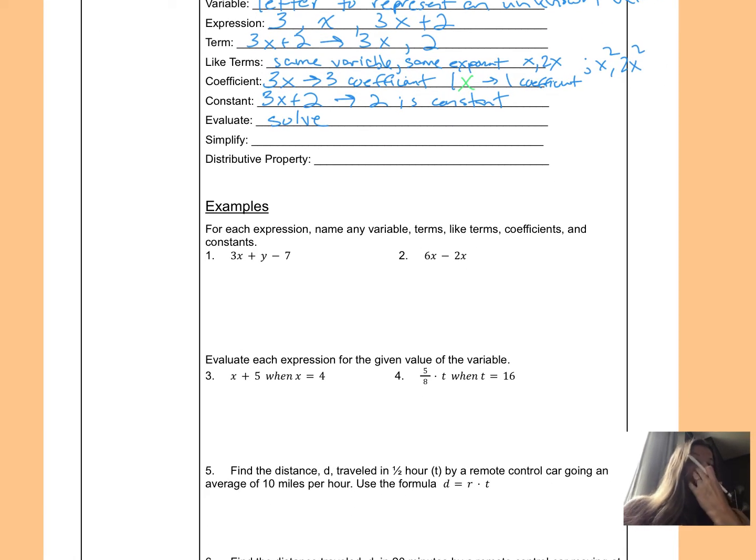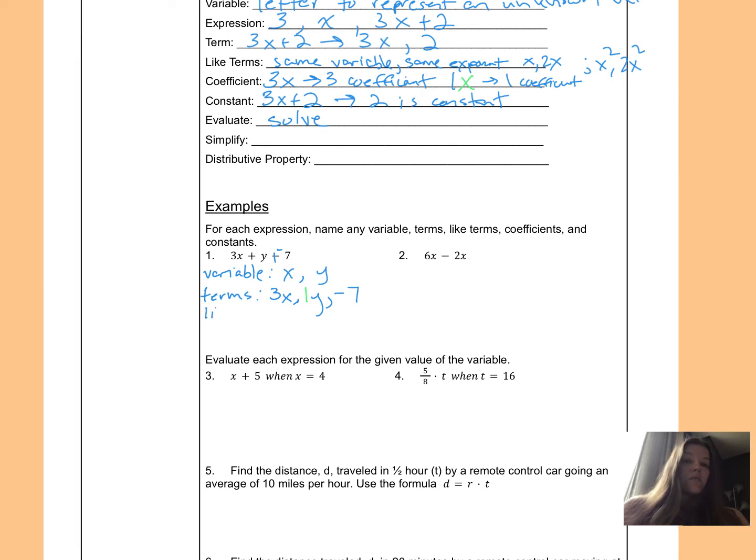For each, we're going to identify all these different items. So let's say variables first. And this one has 2 variables. It has an x and it has a y. Terms. So again, that's anything separated by a plus or minus sign. So I've got a 3x. I've got a y, which is technically a 1y. And I also have a negative 7. So if we go back up to the problem, I can change this into adding the opposite so we can see that it's a negative.